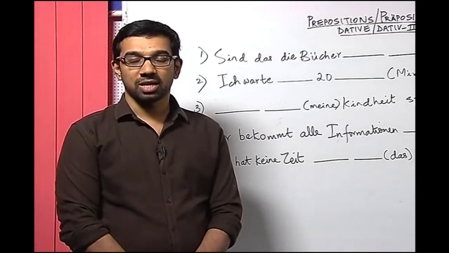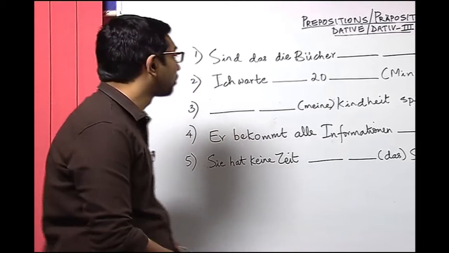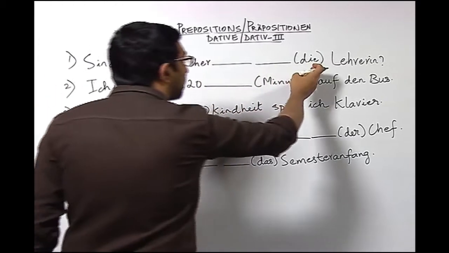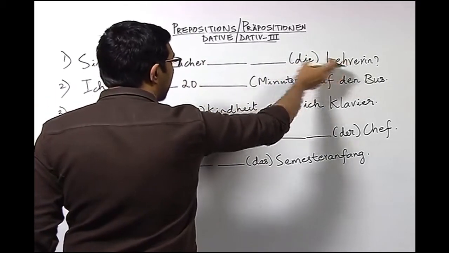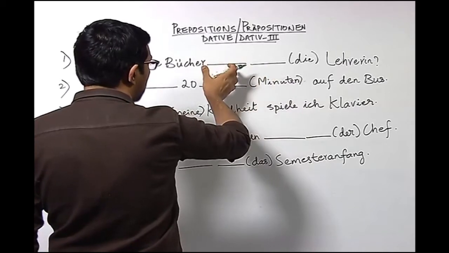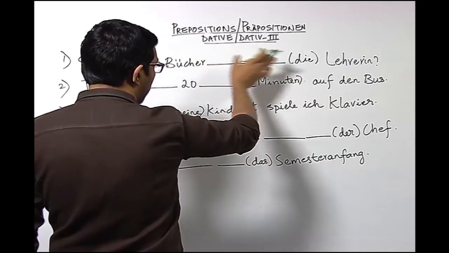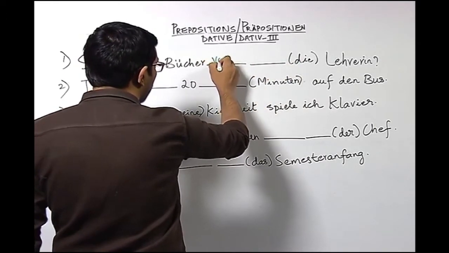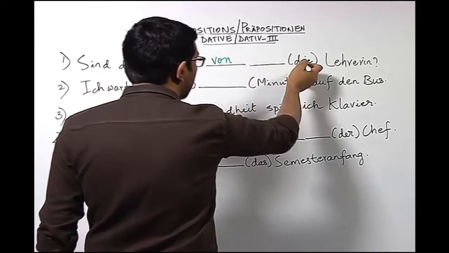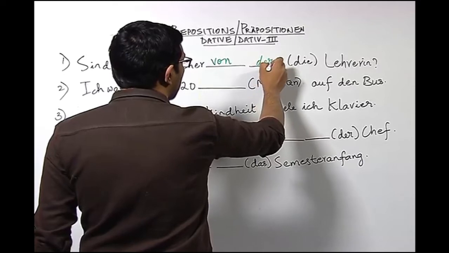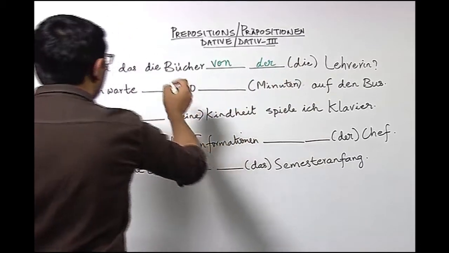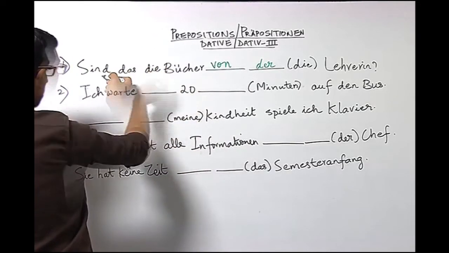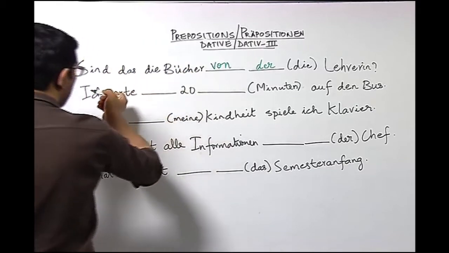Now, let us do a few examples with the prepositions seit and von. Now, let us look at sentence number 1. Sind das die Bücher? In brackets we have the article die for the noun Lehrerin. Now, we know that we use the preposition von to show the relationship between two nouns. So, we use the preposition von, and we know that in dative die becomes der. So, we have von der Lehrerin. I have told you that here die Bücher is the nominative, and accordingly we have conjugated the verb sind. It's a yes or no question, so the verb comes at the first position.